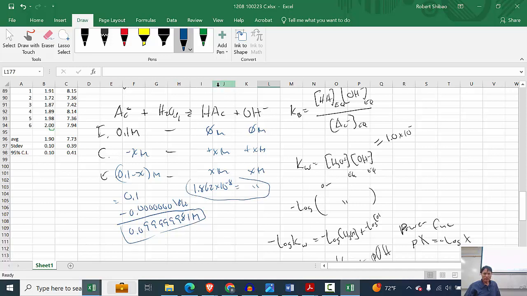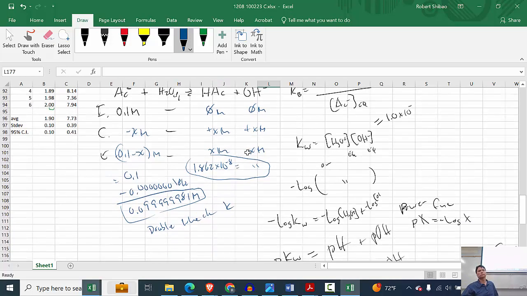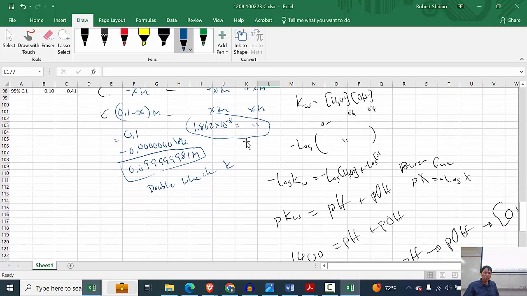So what we do next is we double check the K value. Double check the calculation by checking the K value. So double check K, which is going to equal 1.862 times 10 to the minus 8 squared divided by 0.099999981.